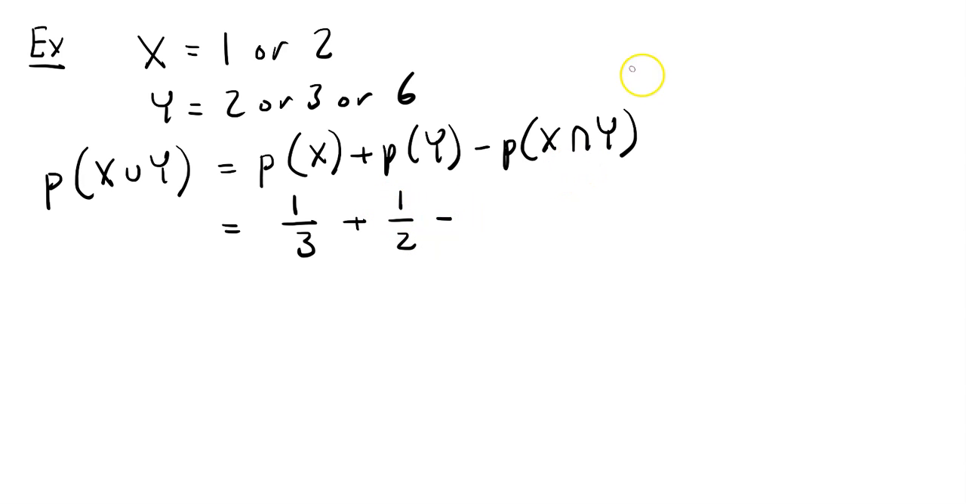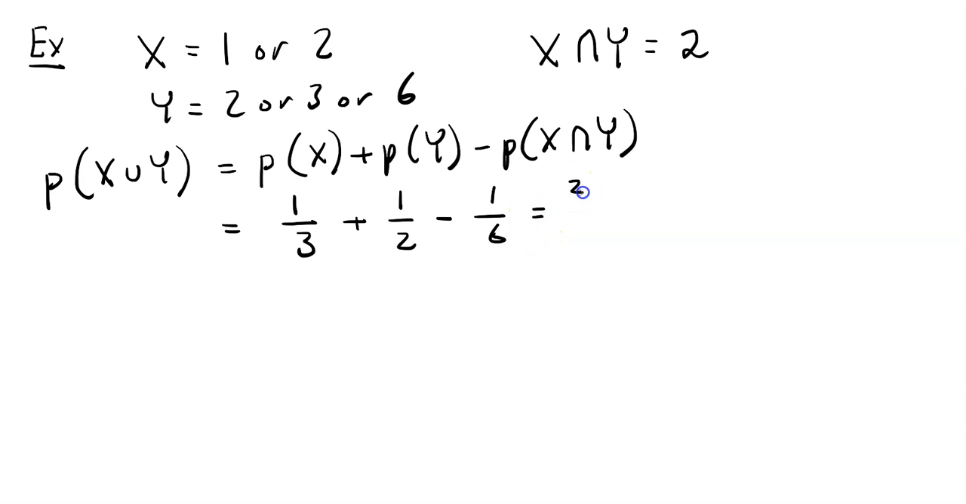But what does x and y correspond to? It means that 2 happens. If 2 happens, both of them happen. So this corresponds to 2. And the chance of that happening is 1 in 6. So this is probably 1 in 6.